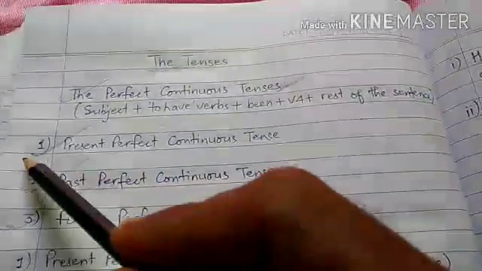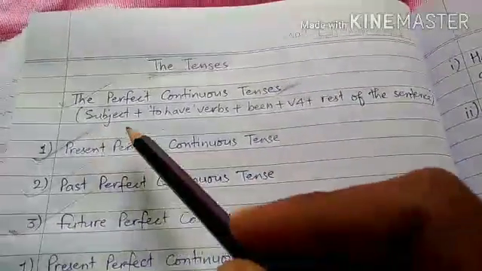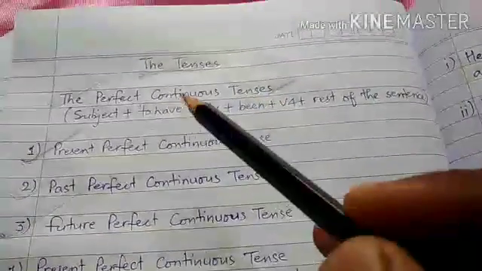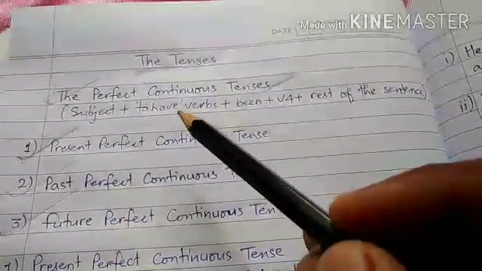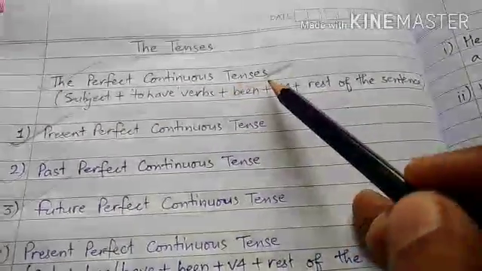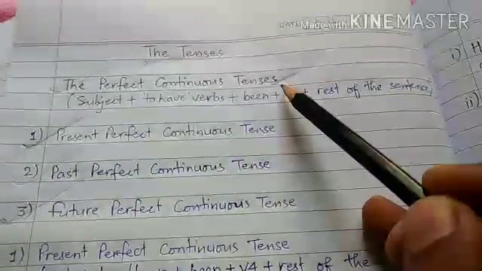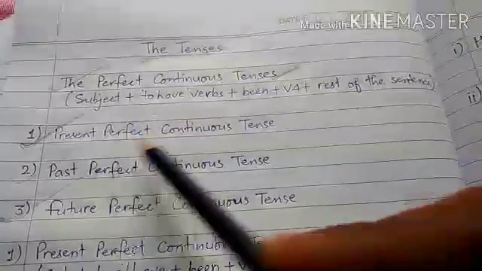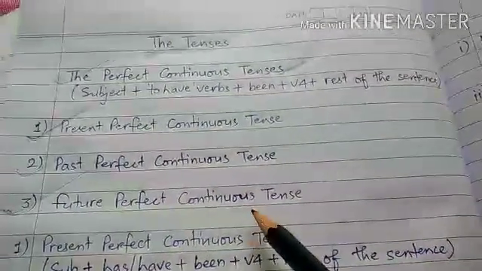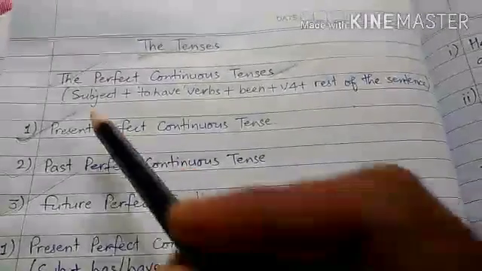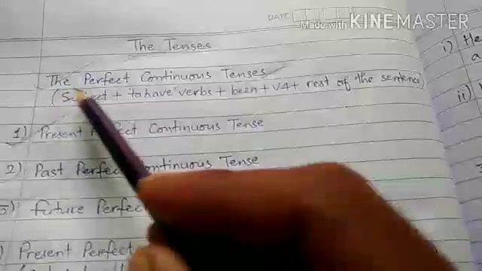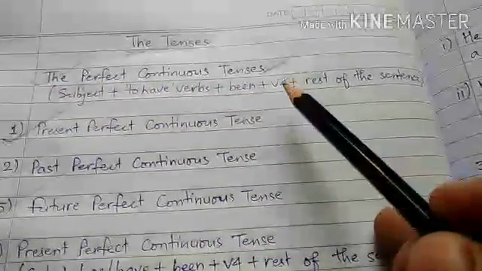And in this particular video, we will learn in detail about the present perfect continuous tense. But before this, we will see what the affirmative structure of sentences in the perfect continuous tenses is as a whole. Then after, we will go in detail about the present perfect continuous tense, the past perfect continuous tense, and the future perfect continuous tense. But at first, we will understand the structure of sentences in affirmative form in the perfect continuous tenses as a whole.